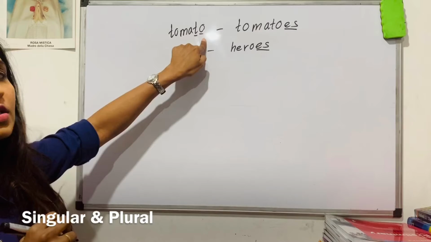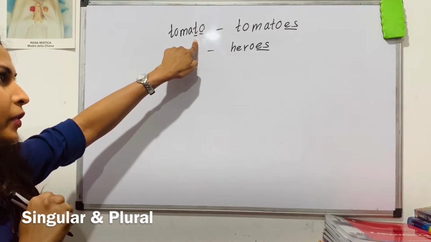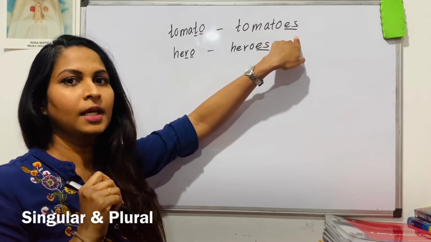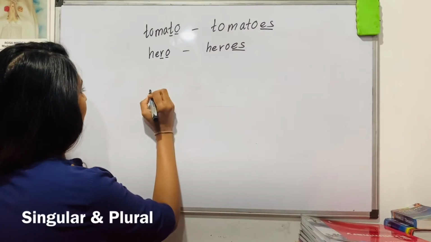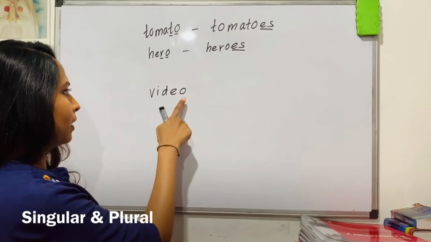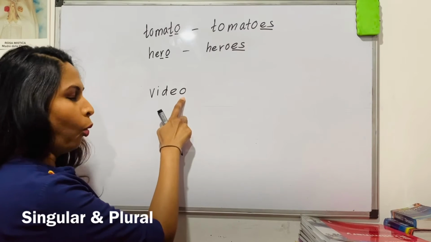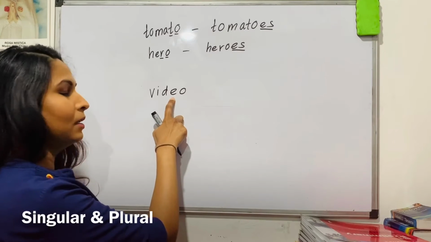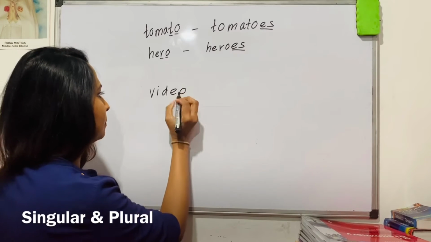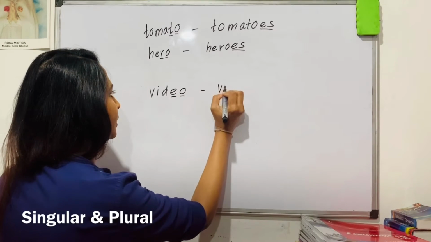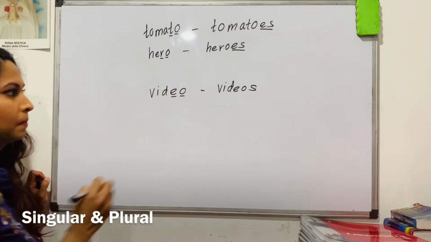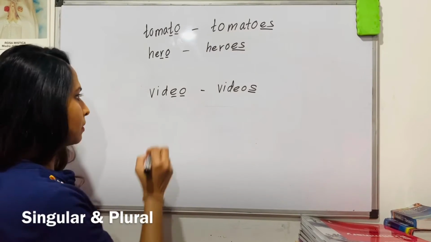If the last letter is O and it has a consonant before that, remember when you are writing the plural noun you have to add ES. When you look at this word video, the last letter is O. Before that, it's not a consonant, it's a vowel. At that time, we write the plural noun by adding only S.